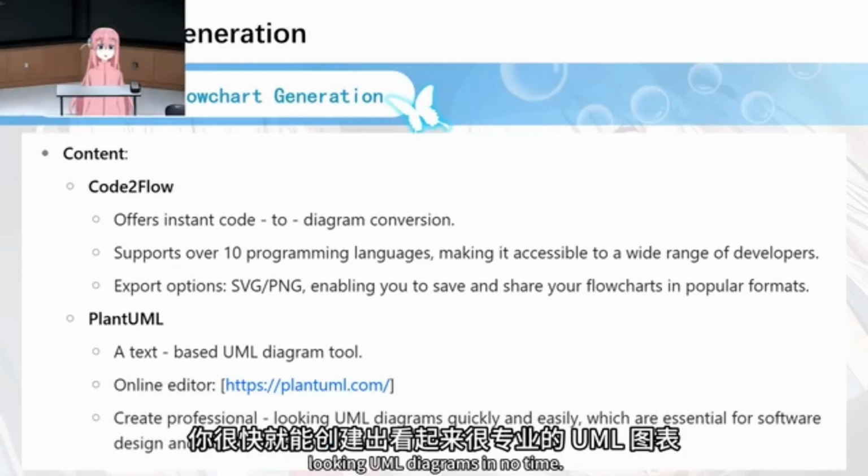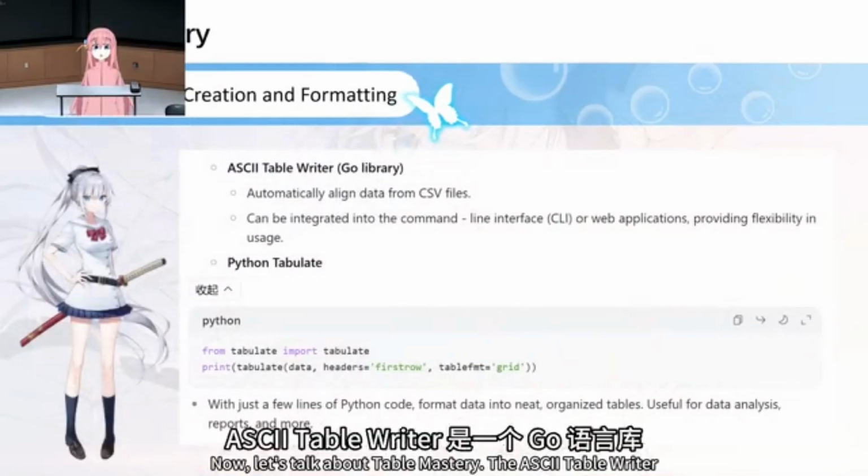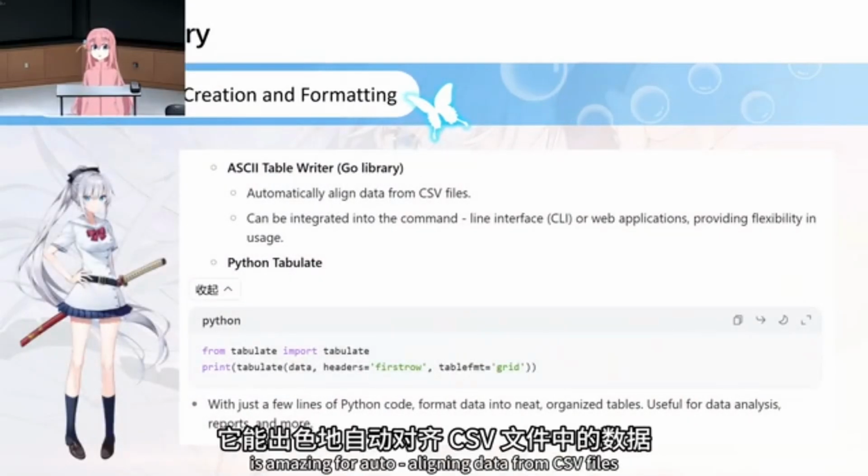Start creating professional looking UML diagrams in no time. Now let's talk about Table Mastery, the ASCII Table Writer, which is a Go library. It's amazing for auto-aligning data from CSV files.